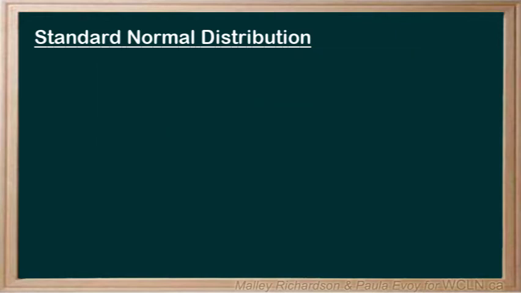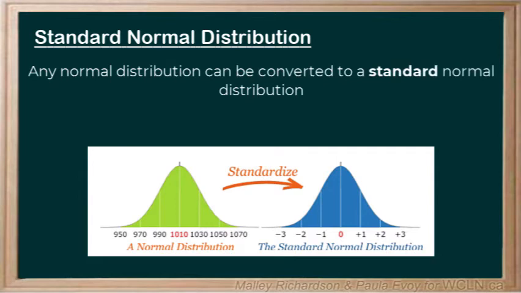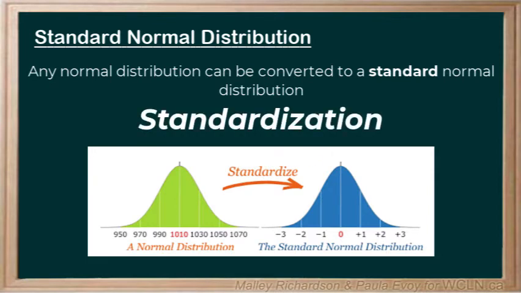An important property of a standard normal distribution is that any normal distribution can be converted into a standard normal distribution. This process of conversion is called standardization. This allows us to take any normally distributed curve and standardize it, regardless of what the mean and standard deviation is.